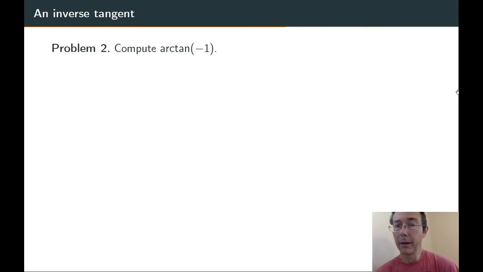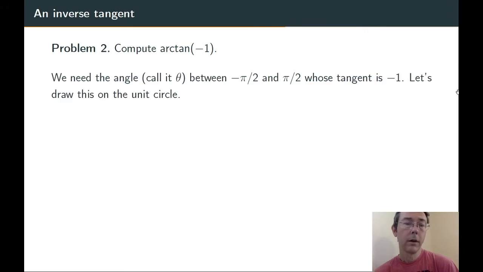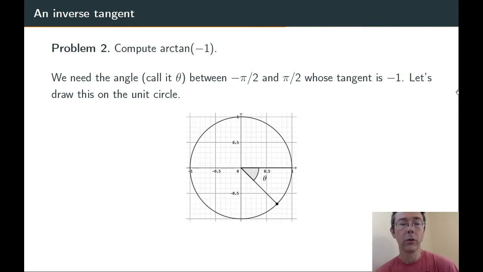Let's do one more computational example. The arctangent of negative 1. We need an angle, call it theta, between negative pi over 2 and pi over 2, whose tangent is negative 1. Let's try and draw this on a unit circle.